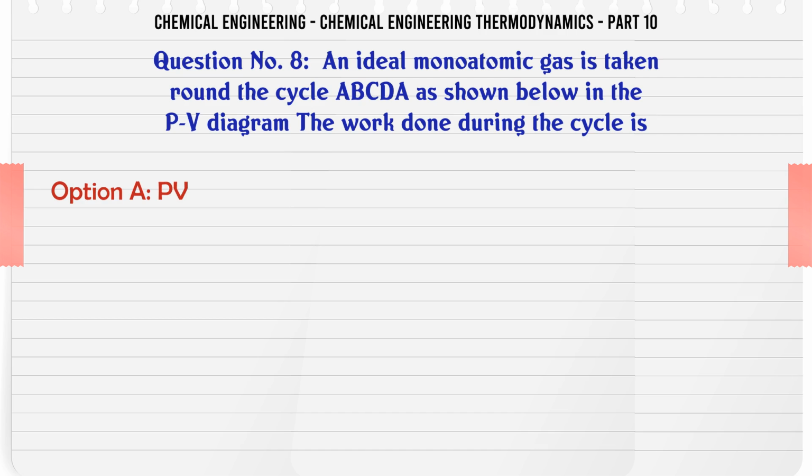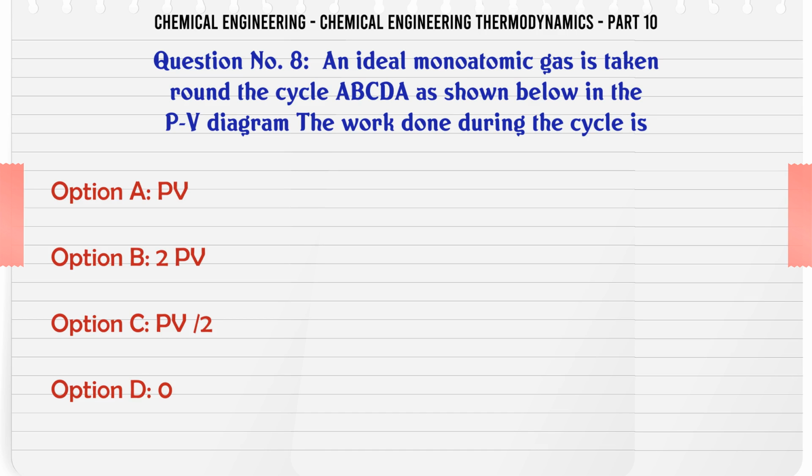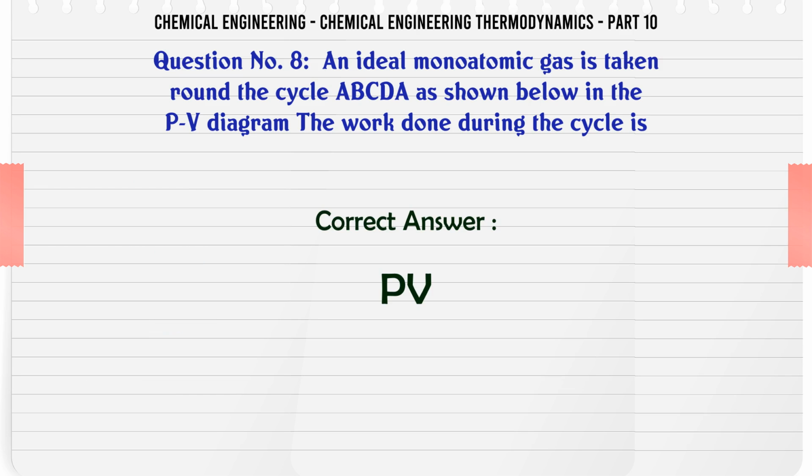An ideal monoatomic gas is taken round the cycle ABCDA as shown below in the PV diagram. The work done during the cycle is: A. PV. B. 2PV. C. PV squared. D. 0. The correct answer is PV.